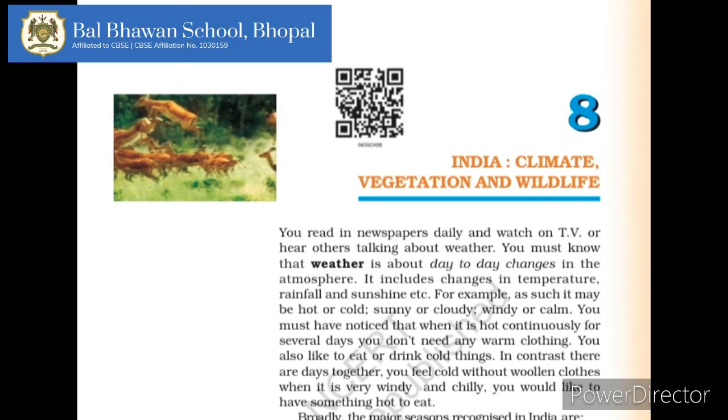Hello dear students. Today in this video I am going to continue with the explanation of chapter 8 India Climate, Vegetation and Wildlife. In the previous video I explained what is weather, major seasons of India, that is cold weather season, hot weather season, southwest monsoon season, season of retreating monsoons. These seasons are also called winter season, summer season, rainy season, and autumn season, respectively. Then, I briefly discussed all these seasons.